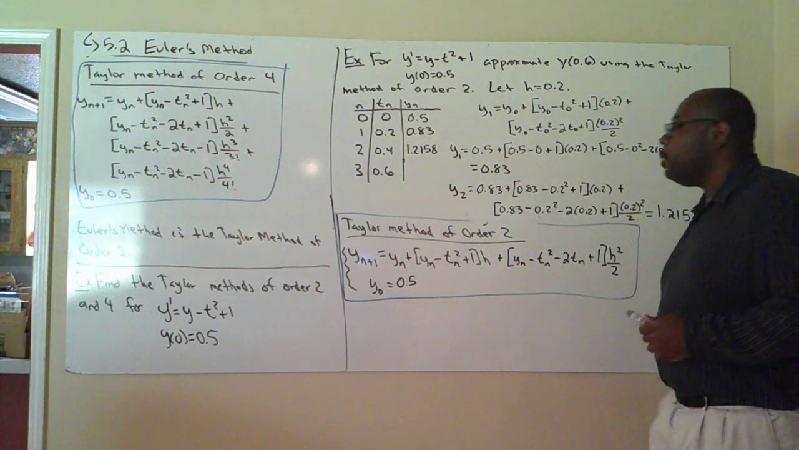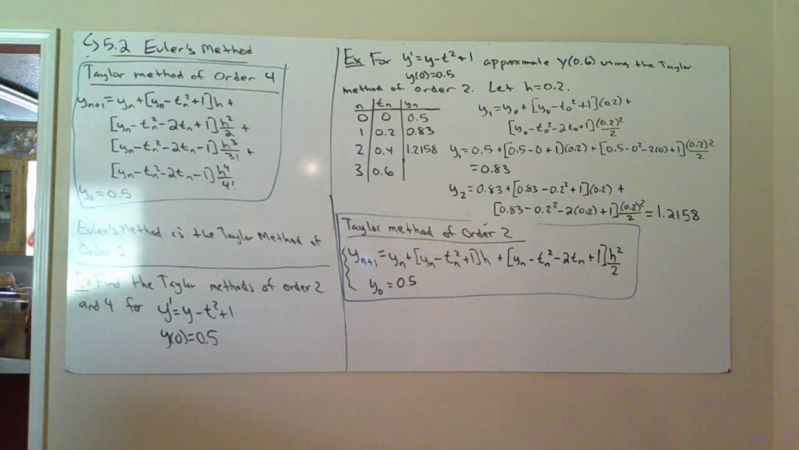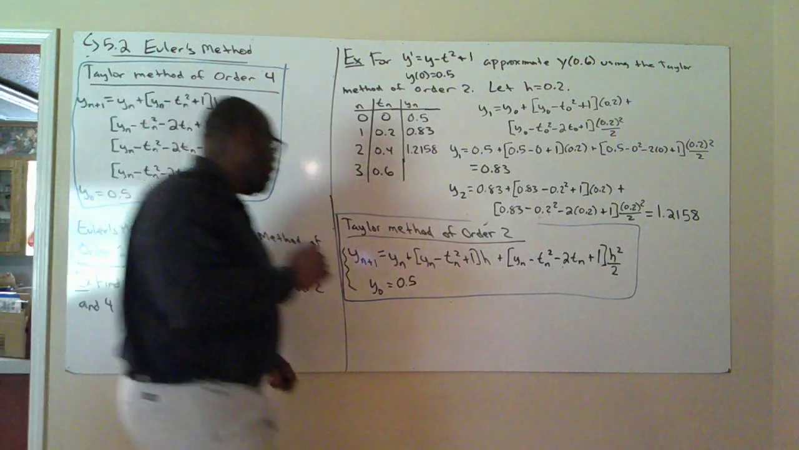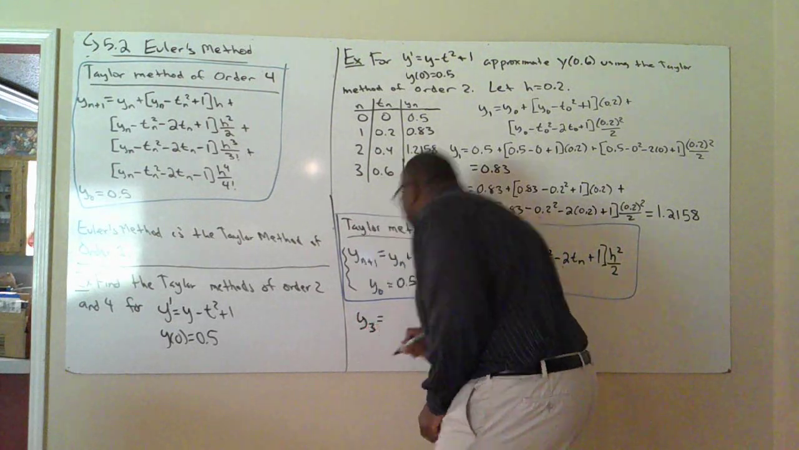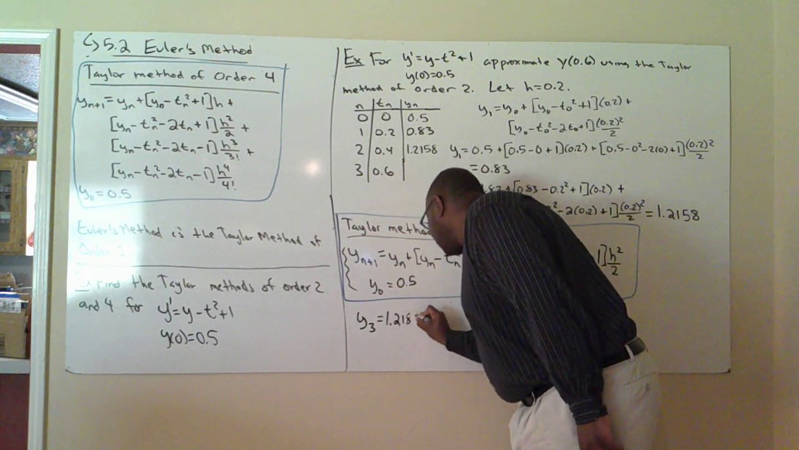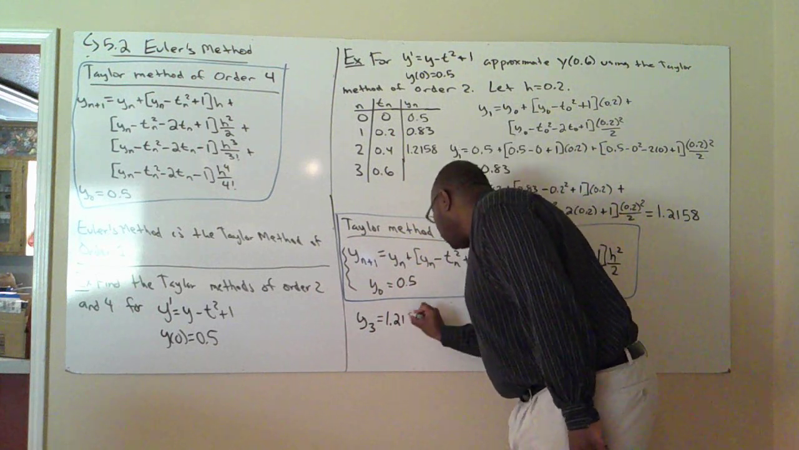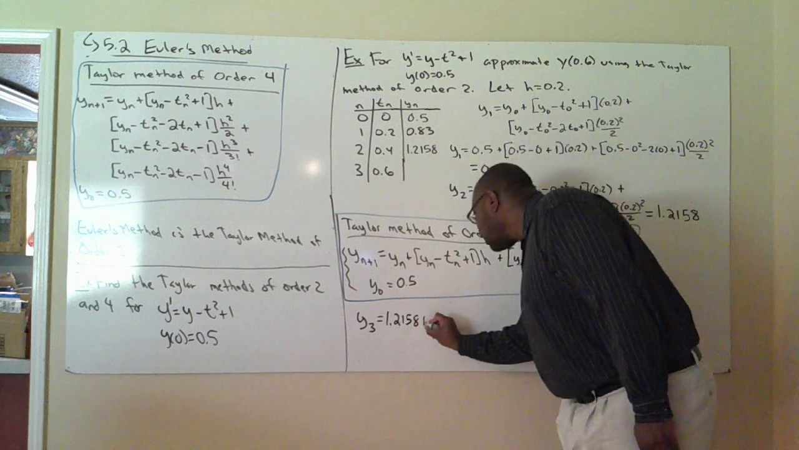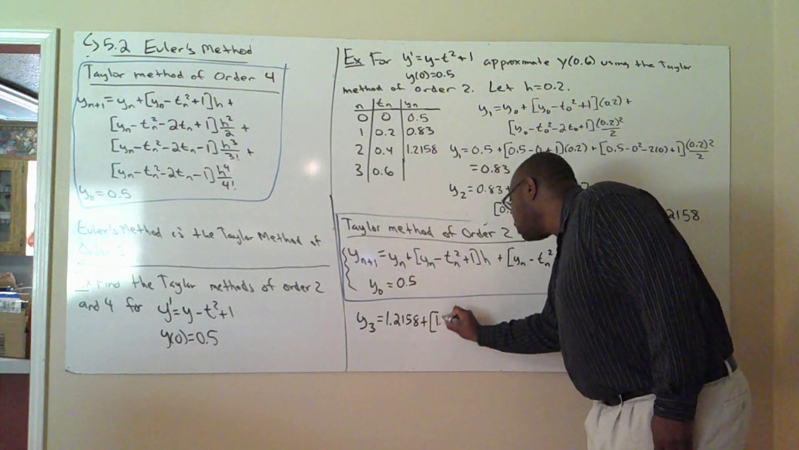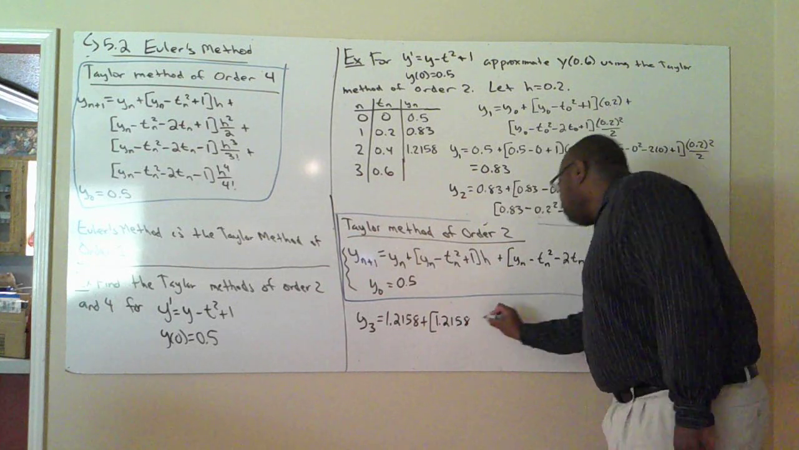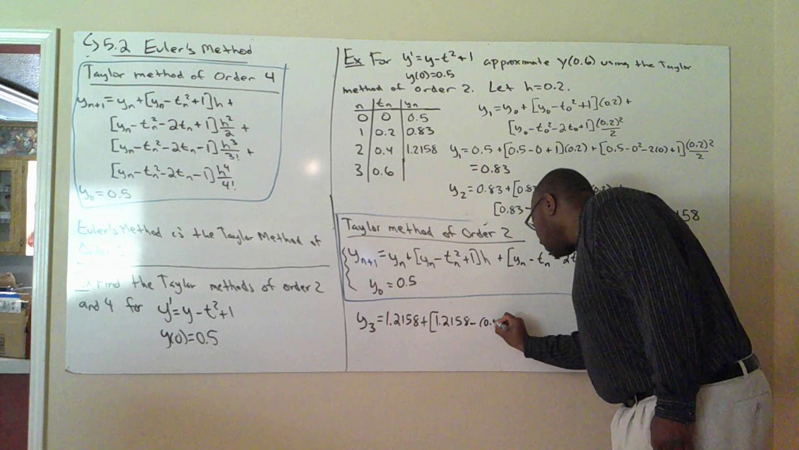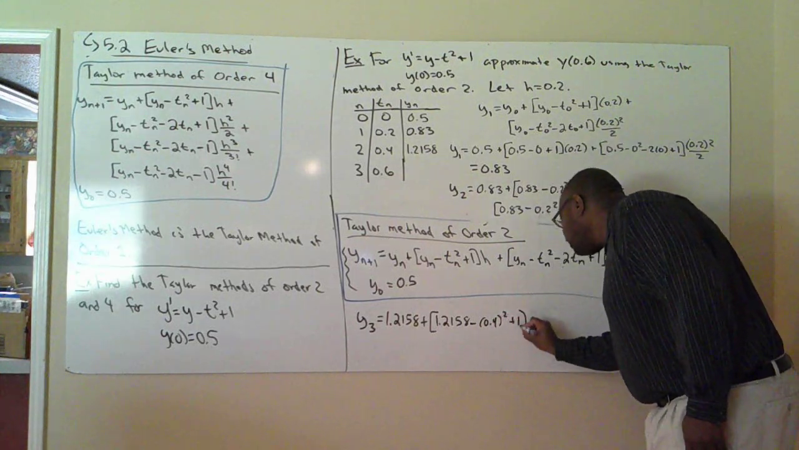Okay, and let's do one more, y sub 3. I can put it right underneath y sub 2. y sub 3 is going to be 1.2158, plus the quantity y sub n, so that'll be y sub 2 that we're using, which is 1.2158, minus t sub n, so that's t sub 2, which is 0.4, squared plus 1, times 0.2.